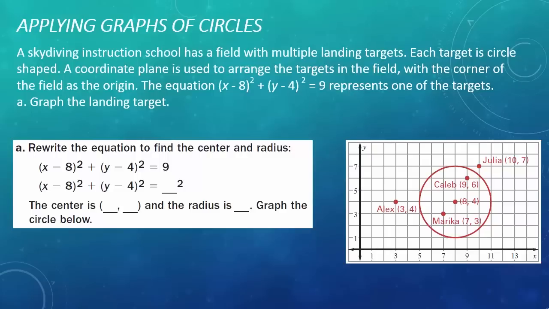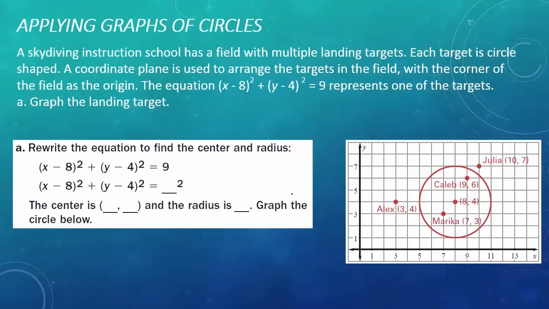Example 4, applying graphs of circles. A skydiving instruction school has a field with multiple landing targets. Each target is circle-shaped. A coordinate plane is used to arrange the targets in the field with the corner of the field at the origin. The equation, the quantity x minus 8 squared plus the quantity y minus 4 squared equals 9, represents one of the targets. Graph the landing target.